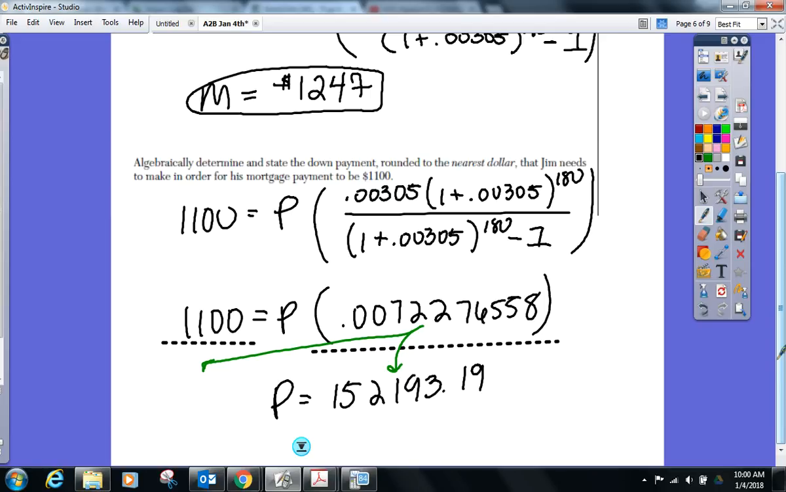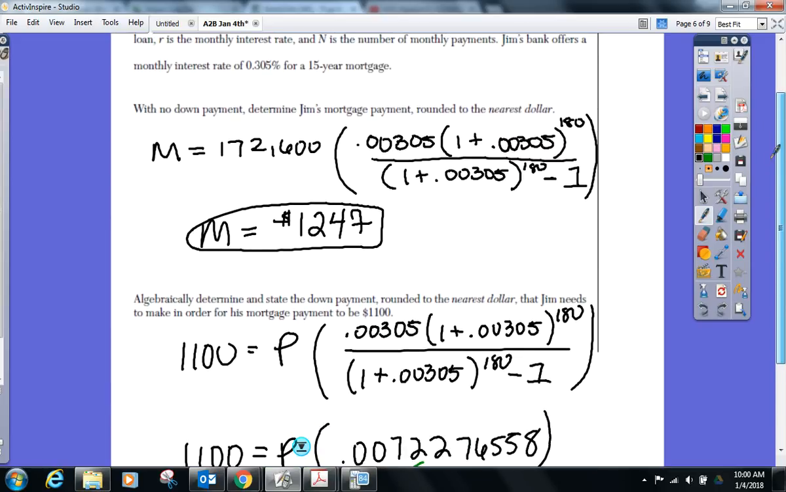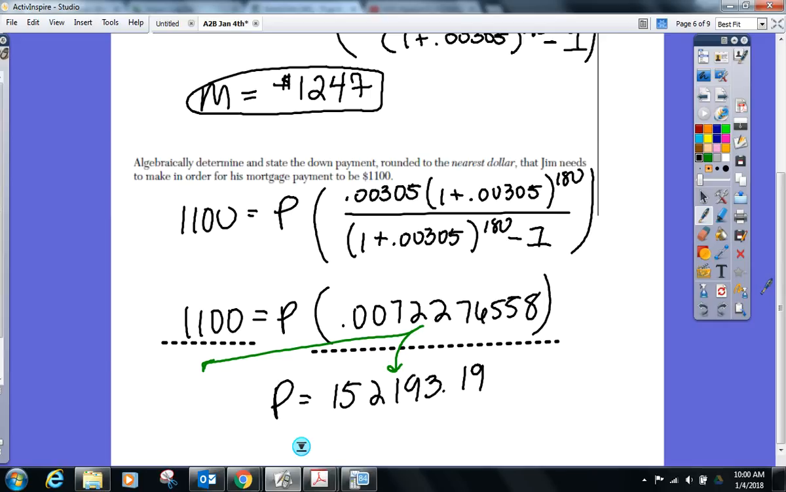Okay, but that's not the down payment, though. Let's think about this now. That's the principal he needs. How much did this thing cost? How much did it cost? $172,600, but he needs a principal of $152,193.19. So how can I figure out what I need to put down?